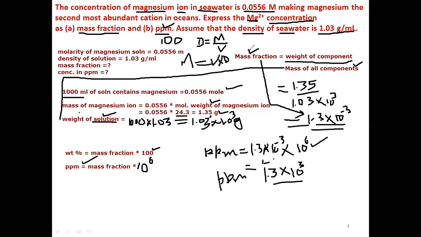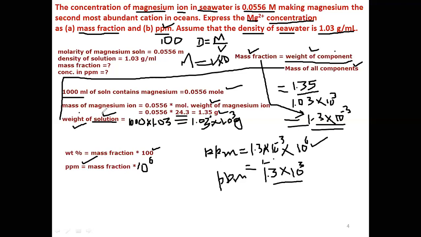So we have to calculate the mass fraction of magnesium. We have a formula: the weight of magnesium divided by the mass of all the components. Now this is a solution made of two components. It is a binary solution. One is magnesium and one is water. So the weight of this solution that we calculated by applying the formula, density into volume, is equal to the mass of all the components. Why?